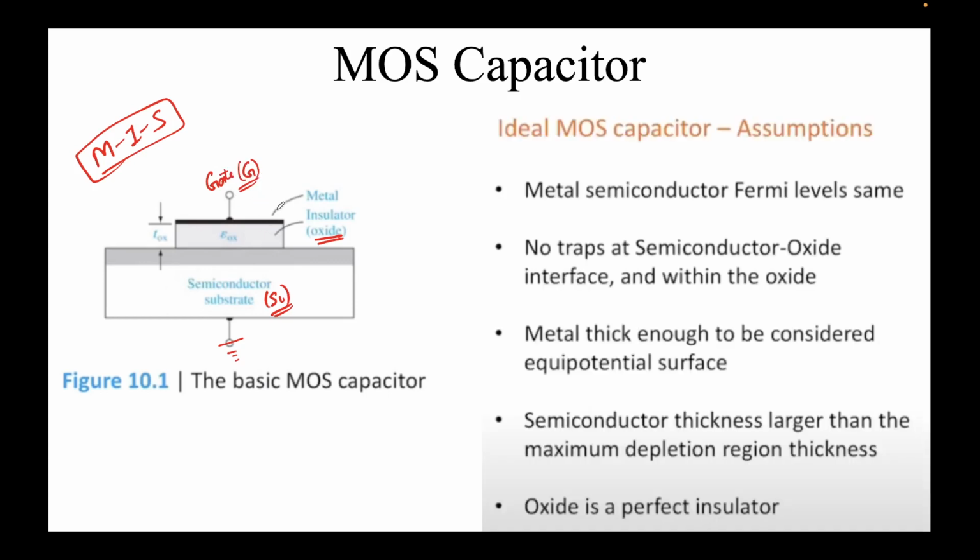I'll make some assumptions. What I'm talking about here is an ideal MOS capacitor, ideal MOSCAP. So what are these assumptions? That metal and semiconductor Fermi levels are the same. Please remember, there we have a metal on this side, then an insulator, and then a semiconductor. Each of them will have a Fermi level corresponding to some vacuum level, and here I am assuming that they are the same. Please remember, they need not be the same. If you remember the work function phi f, I'll write it here itself.